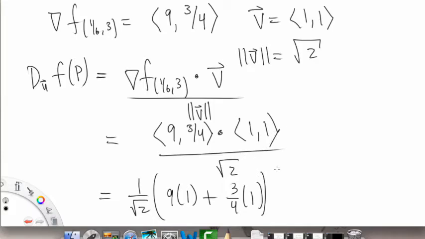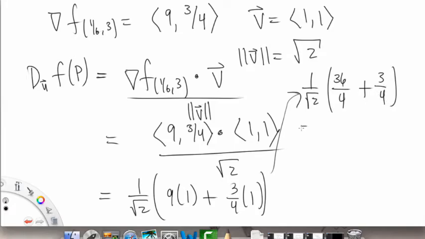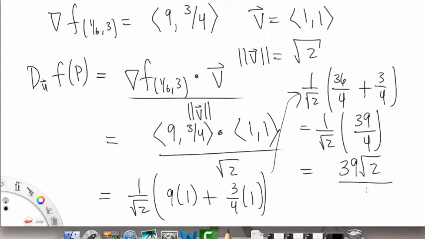Then if we simplify a little bit more, we'll try to finish it up. So 1 over square root of 2, and then times 9 plus 3 over 4. That would be 36 over 4 plus 3 over 4. So that's the same thing as 1 over square root of 2 times 39 over 4. You could just leave it as this, or I'm just going to multiply by radical 2 on top and bottom. So 39 square root of 2, and that'll be over an 8. All right, so that is the directional derivative for that problem.